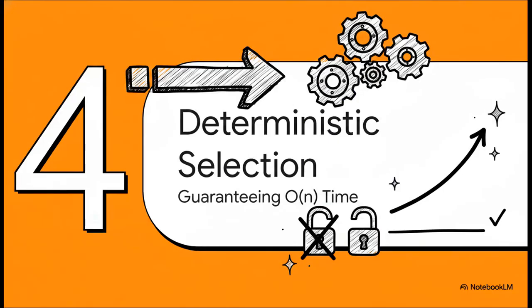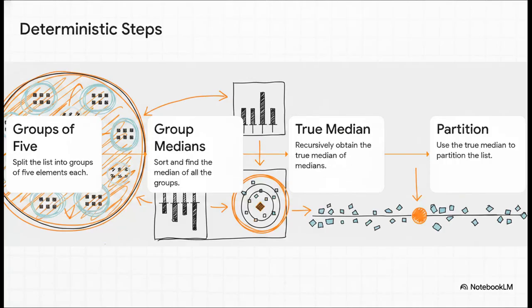Enter Part 4, Deterministic Selection, guaranteeing O of n time. This is our masterful resolution to that worst-case scenario. The goal here is simple but incredibly powerful. Remove the luck factor entirely from our pivot choice and mathematically guarantee a worst-case performance of O of n, no matter how messy the initial data is. Instead of just crossing our fingers and grabbing the first element, we deliberately walk through a mathematical sequence to force a genuinely good split every single time. We split the list into groups of 5, find their medians, recursively find the true median of those, and then partition around that reliable number.